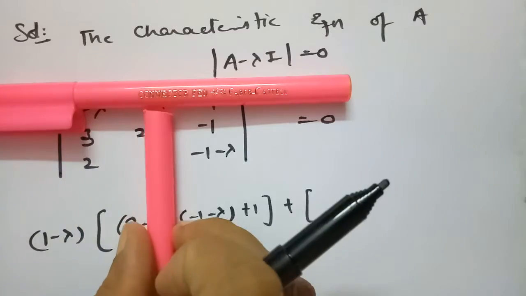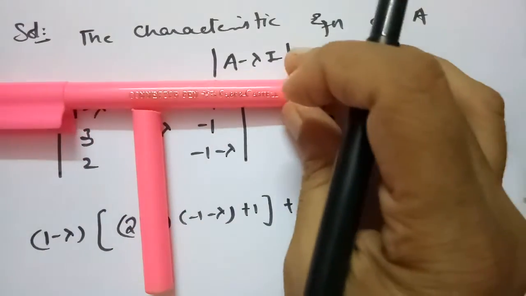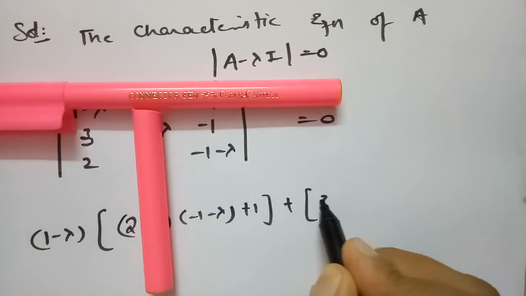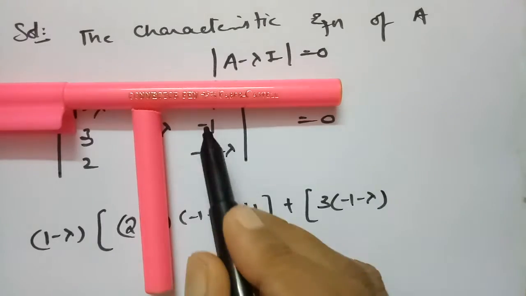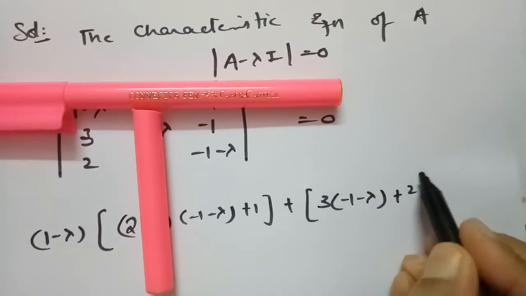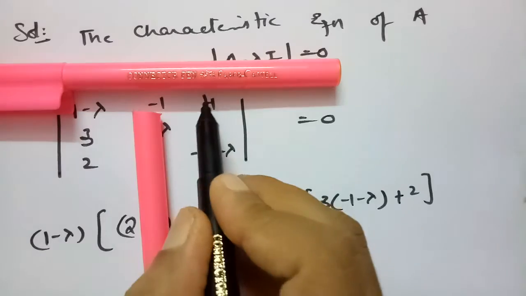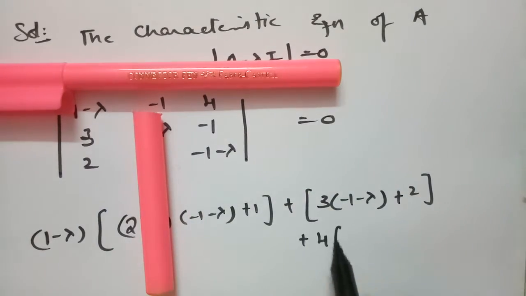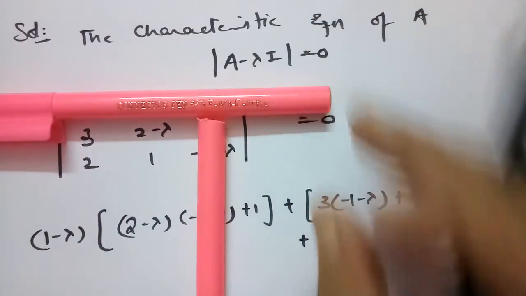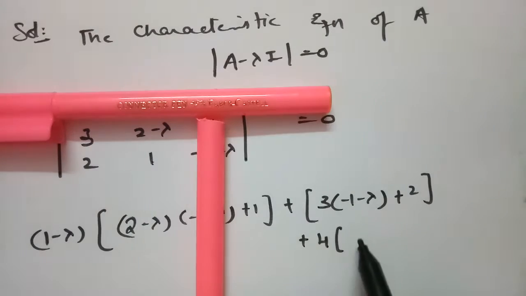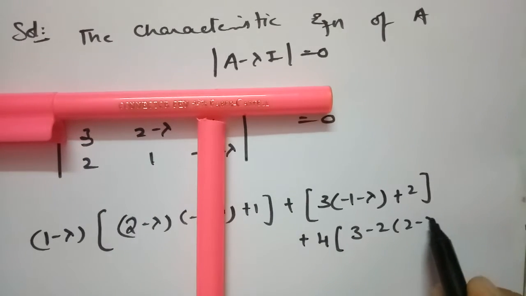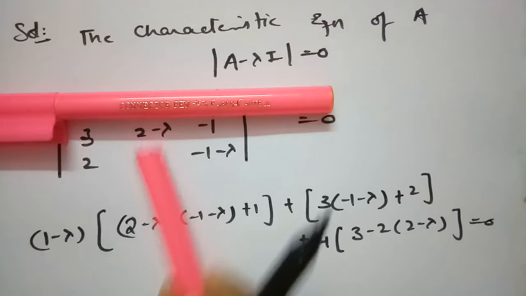Now I have to close this row and column, so this will be 3 times, this is 3 into minus 1 minus lambda, and minus of minus, this is plus 2. And the next one is 4 here. So this is plus 4 times. Now I'll close this row and column. This will be 3 ones are 3 minus 2 times 2 minus lambda, is equal to 0.